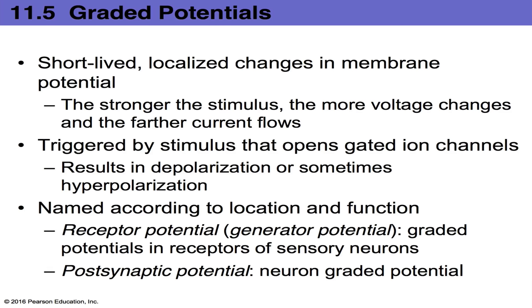When the receptor of a sensory neuron is excited by some form of energy, such as heat or light, the resulting graded potential is called a receptor potential or a generator potential. When the stimulus is a neurotransmitter released by another neuron, the graded potential is called a postsynaptic potential, because the neurotransmitter is released into a fluid-filled gap called the synapse, and it influences the neuron beyond the synapse.